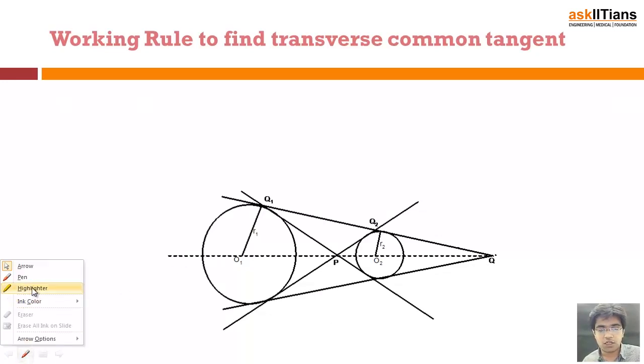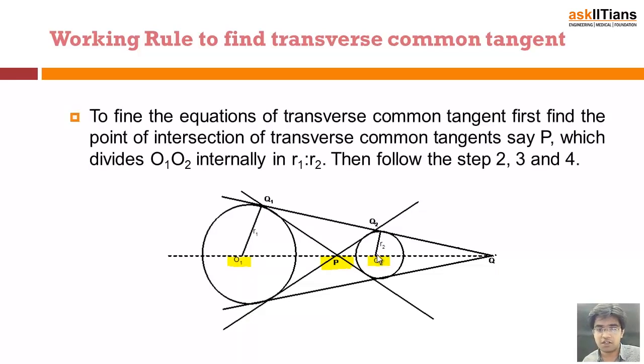Instead of using the point Q, we are going to use the point P. Point Q was dividing O1 O2 externally. Point P divides the O1 O2 join internally in the same ratio r1 is to r2. And after this, you can follow the same method, that the distances from center to these lines are r1 and r2. So again, the difference is created by these points.